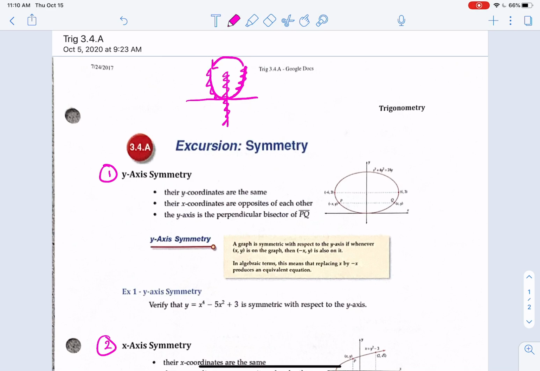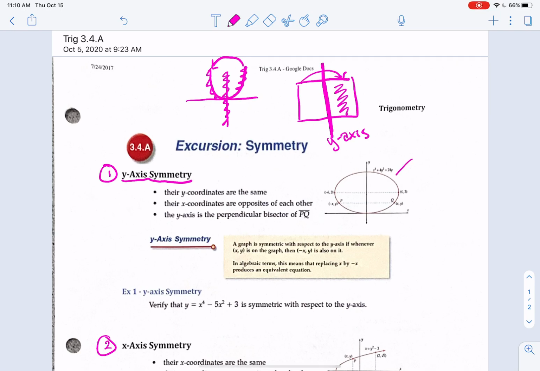The way that I think about y-axis symmetry is in art class, maybe in elementary school. Do you guys remember taking a sheet of paper, folding it in half, painting something on one side, and then folding it over? When you unfolded it, it looked the same on both sides of the sheet of paper. That's kind of what y-axis symmetry does. The fold in the middle is like the y-axis, and you fold it in half and it's the same on both sides.